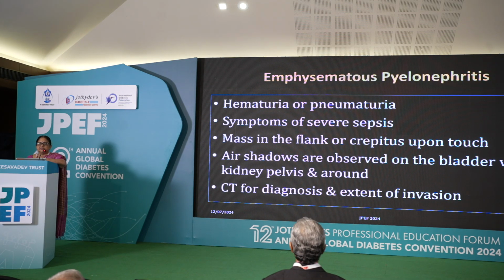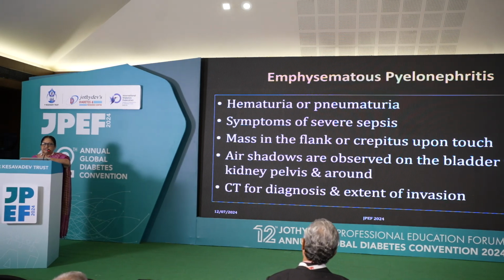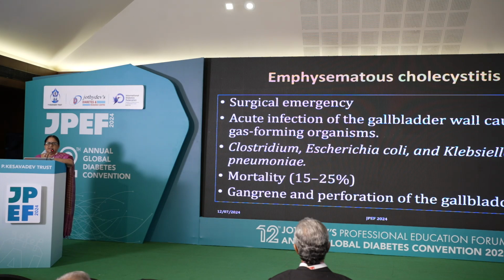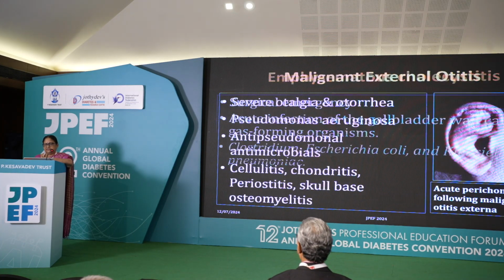Emphysematous pyelonephritis, we have discussed on many occasions; the patient comes with hematuria, pneumaturia, severe sepsis, and flank pain, and these cases may be diagnosed with a chest X-ray, abdominal X-ray or CT, and the extent of infection will help in deciding the management. Emphysematous cholecystitis is a surgical emergency, an acute infection of the gallbladder. Common organisms are Clostridium, Escherichia coli, Klebsiella pneumoniae, and mortality is very high. Gangrene and perforation of the gallbladder increase the mortality.